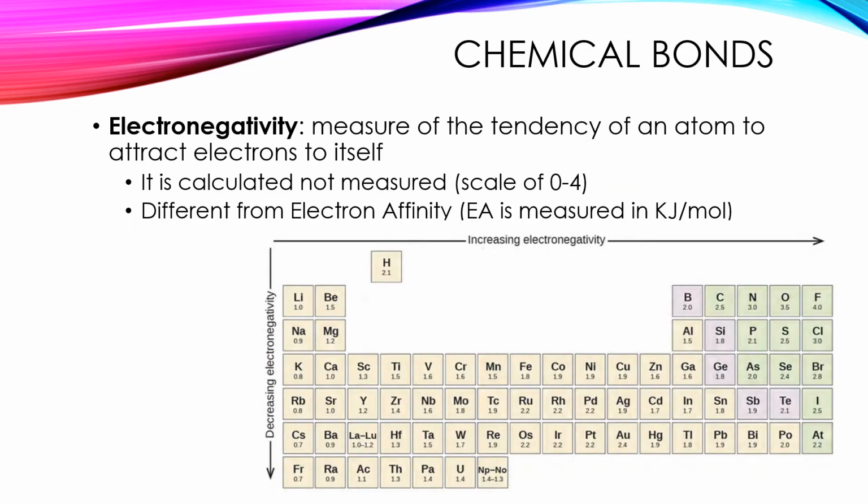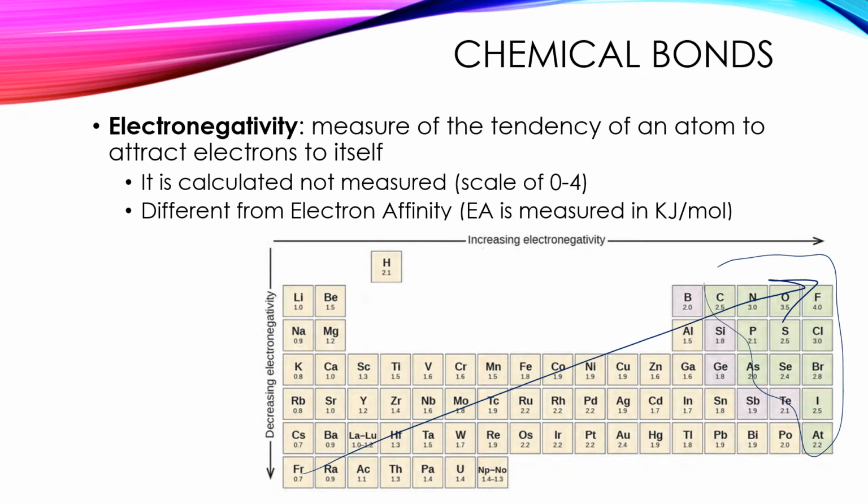Our last periodic trend we're going to talk about is electronegativity. And just like the previous two, our overall trend is up and to the right. So our highest electronegativities are over here in our non-metals. Electronegativity is the measure of the tendency of an atom to attract electrons. So it makes sense that it is a similar trend. It's not the same measurement as electron affinity, but it's going to be the exact same trend.